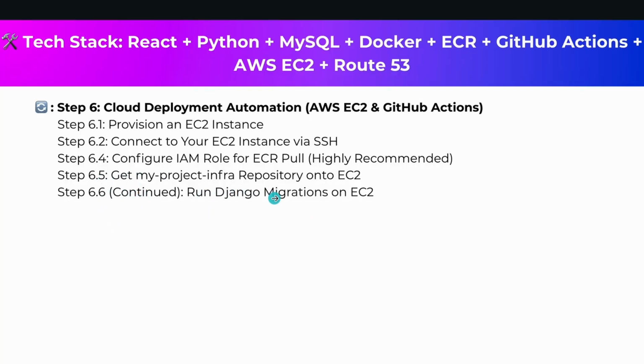We need to run Django migrations on EC2. So when your MySQL container starts for the first time, it's an empty database, right? So your Django application needs to create its tables, right? For example, if it's like a product database, then it has to create tables for product, users, or sessions, etc., within that particular database. So we need to run migrations on EC2 for that. So let's just go ahead and do this.